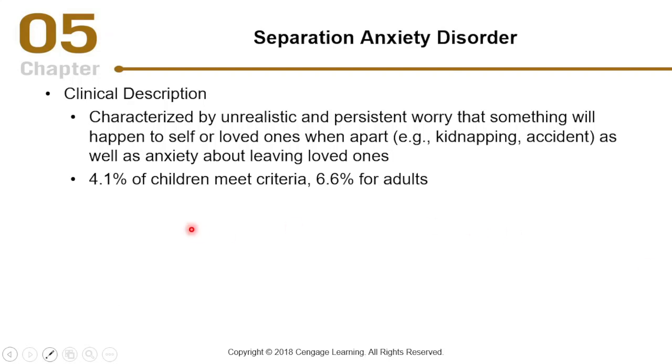So anong clinical description niya? Characterized by unrealistic and persistent worry that something will happen to self or loved ones when apart, like kidnapping or accident, as well as anxiety about leaving loved ones. So about 4.1% of children meet the criteria, while it's 6.6% for adults. So kaya nga nilagay na rin to sa adults, or pwede mo na rin tong i-diagnose with adults, kasi looking at the prevalence, mas mataas pala statistics niya sa adults kaysa sa mga bata.